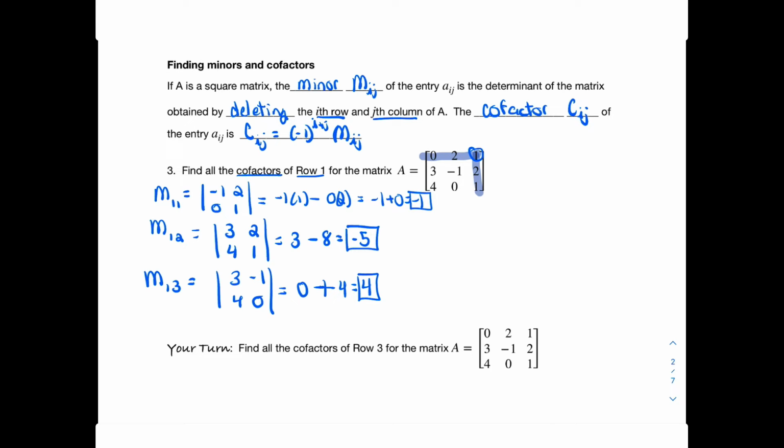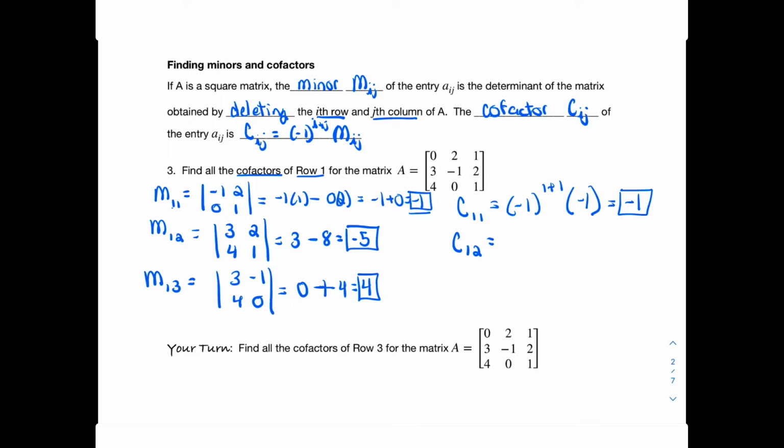Okay, now I want to find the cofactors for row 1. So the cofactor for row 1, column 1, is found by taking negative 1 raised to 1 plus 1, because i is 1 and j is 1, times negative 1, because that was my minor for this entry. All right, so negative 1 to the even power is positive 1 times negative 1 just gives us negative 1.